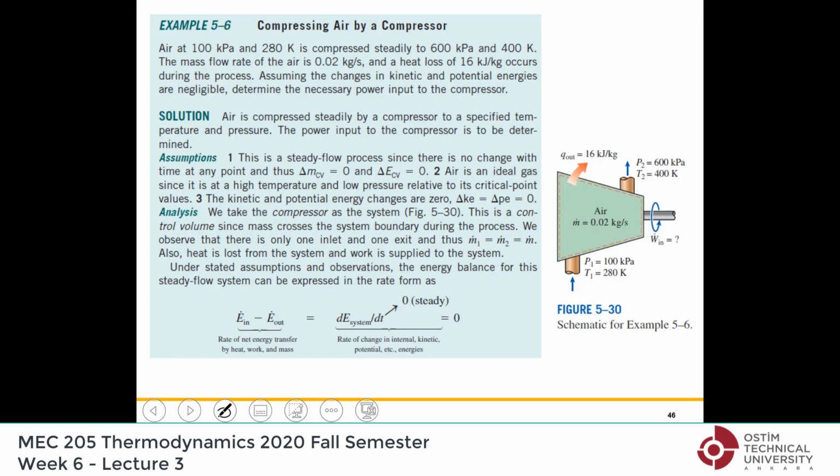The best way to learn them is to go through the examples. Let's say we have an air compressor, and this is the compressor here. The mass flow rate is given, 0.02 kilogram per second. Inlet conditions are given, the pressure and temperature, and exit conditions are given, exit pressure and temperature. There is also some heat loss, which is given. The question is, what is the needed power input?